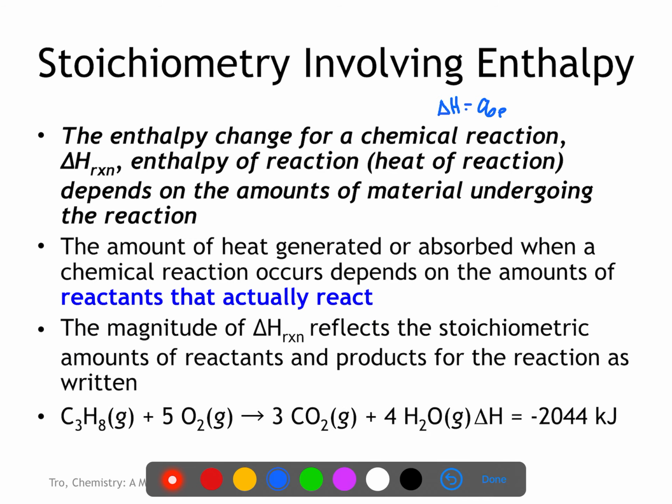What that means is, take a look at this reaction right here. I have propane reacting with oxygen to create carbon dioxide and water, and there's a heat of reaction of negative 2,044 kilojoules. This means that there's negative 2,044 kilojoules per 1 mole of propane, or negative 2,044 kilojoules per 5 moles of O2, and that can continue on. So that heat of reaction represents the individual stoichiometric amounts of the reactants and the products. Let's put that into practice.